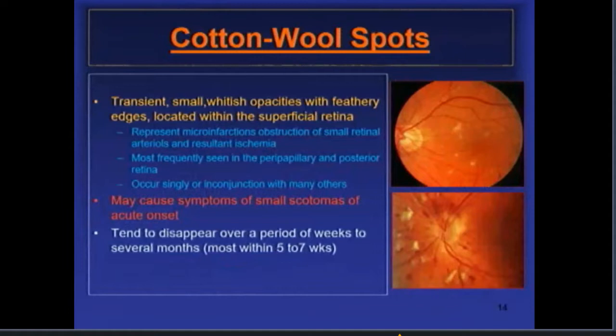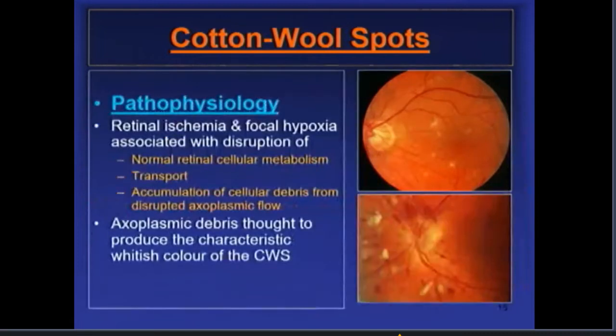What are they? They are transient, small, whitish opacities with feathery edges located in the superficial retina, and represent, as we said, microinfarction, obstruction of the small retinal arterioles and resultant ischemia. They may cause symptoms of a small scotoma of acute onset, and usually tend to disappear in weeks, from 5 to 7 weeks. So it's usually just transient and represents an important sign of arterial obstruction.